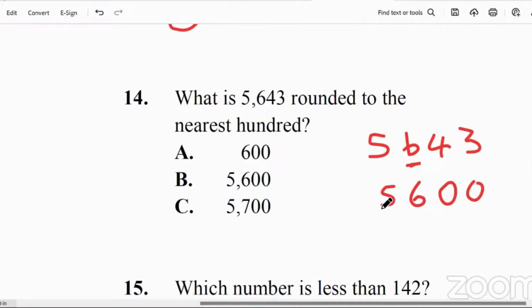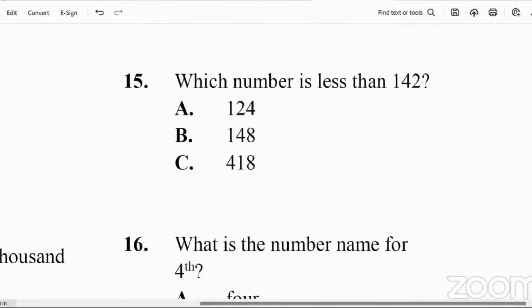So pretty much what we're asking is, is 5,643 closer to 5,600 or 5,700? Okay, if it was 5,650 something, then it would have been closer to 5,700. But since the digit next to the rounding place is less than 5, then we round down. All right, so the answer for 14 would be 5,600.